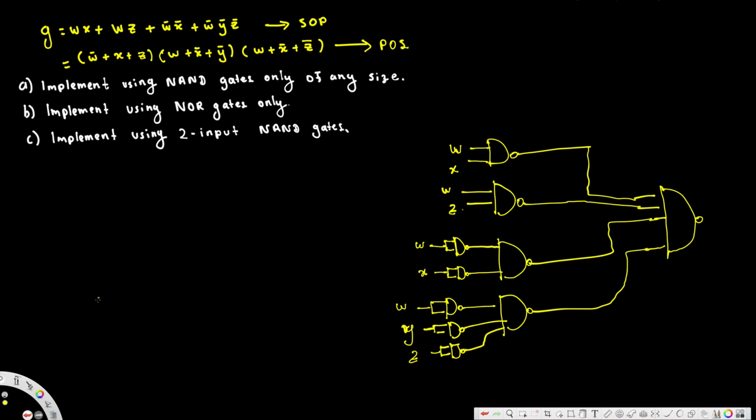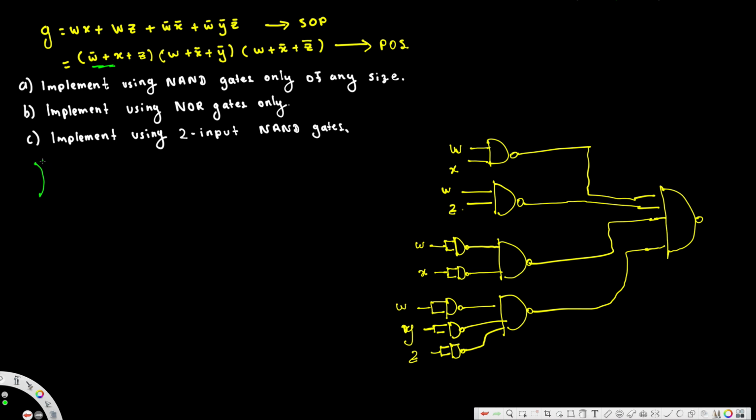Using NOR gates only. So first, when they talk about NOR gate, we are going to use the bottom one, product of sum. Let's draw the given one first, then we can convert it. Okay, so the given one is W bar, X and Z entering an OR gate.